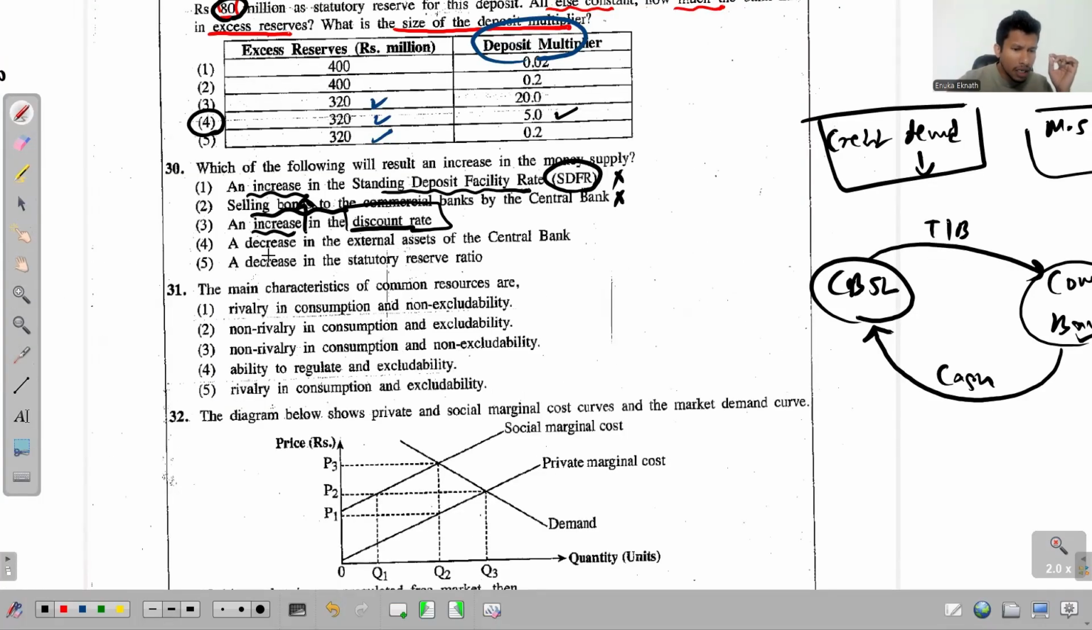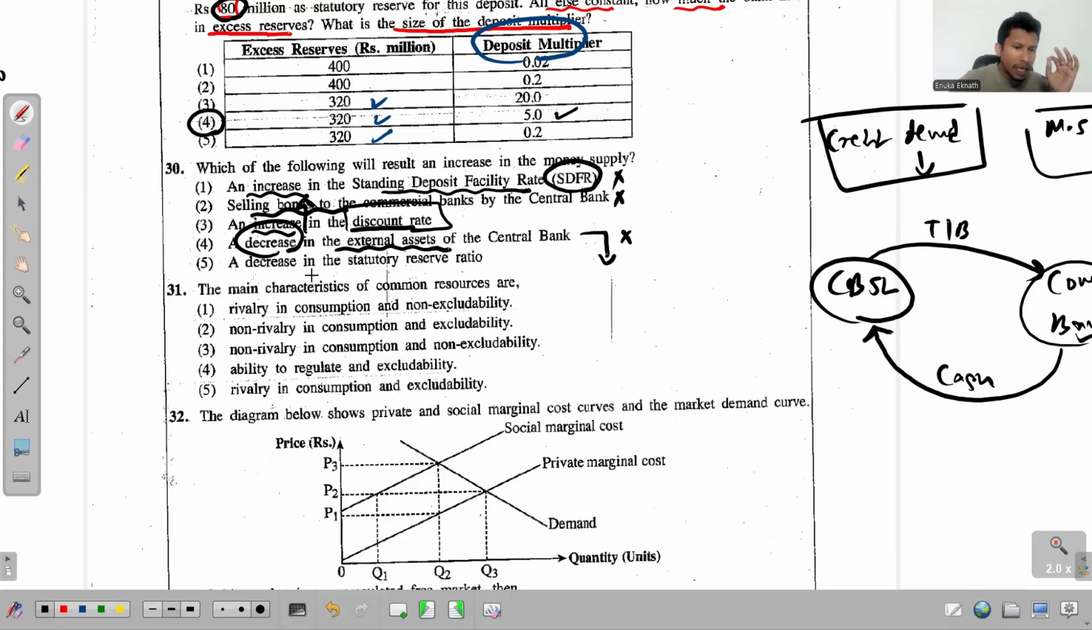Look at the fourth one, a decrease in the external assets of the central bank. So what are these external assets of the central bank? This is what we recognize as net foreign assets. And these net foreign assets are one determinant of money supply in an economy. So if one of the determinants of money supply decreases, even the money supply decreases. So this is not the answer there.